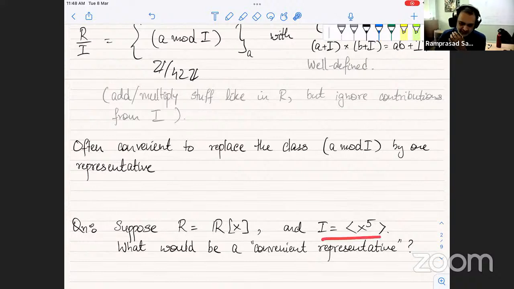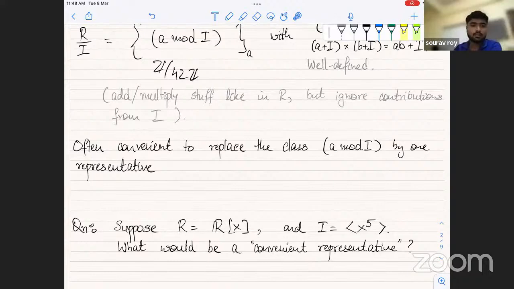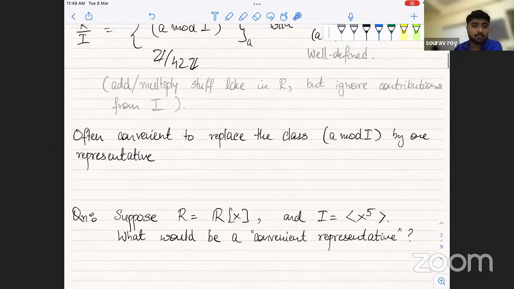Okay, and maybe the ideal is the ideal generated by, say, x power 5. That is, anything that is divisible by x power 5, in your mind, you don't care. Those are all sort of higher order terms. You don't care about that. So what would a convenient representative for each class be? So it's like all the polynomials of degree up to 4, right?